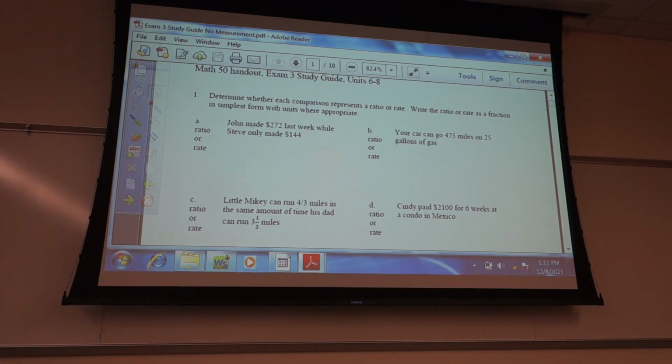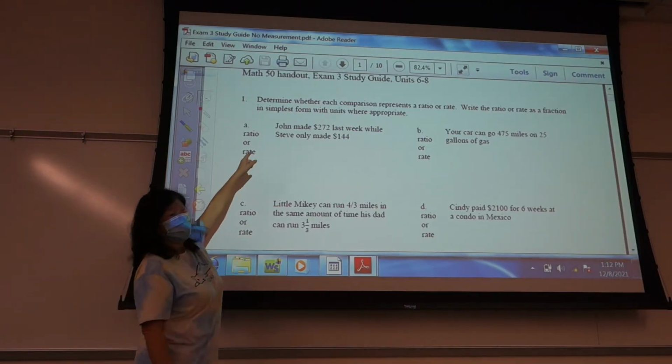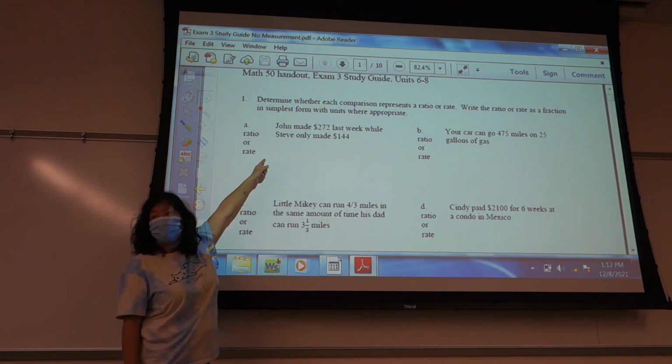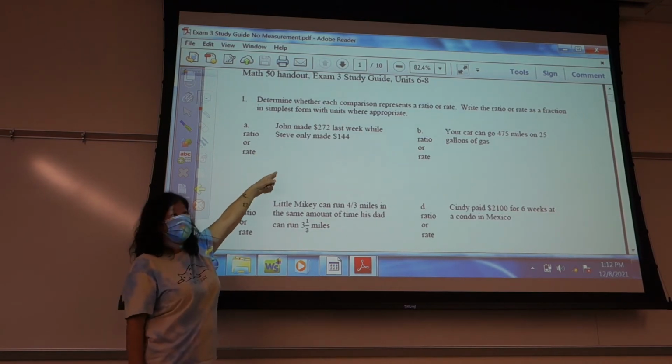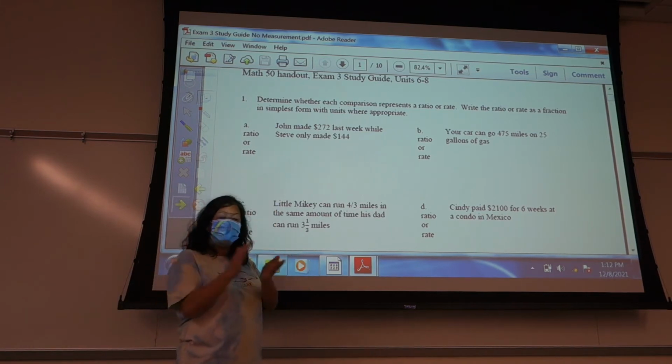Is this a rate or a ratio? This is the practice exam I just gave you folks. Ratio. I get one vote for rate, and what's the difference? So, why do you say it's a ratio? Because they're dollars to dollars, they have the same units. When they're the same unit, it's a ratio, and they cancel out.